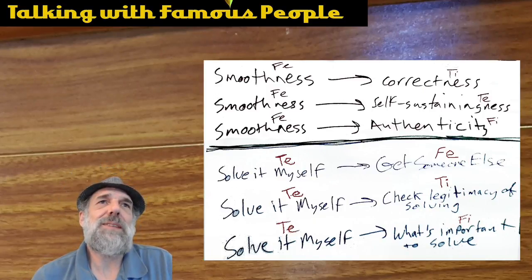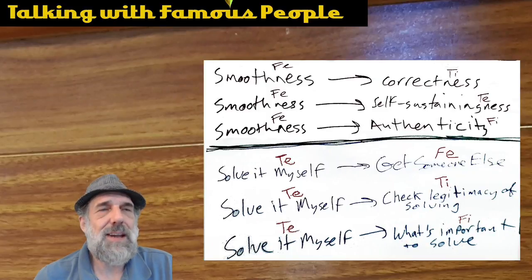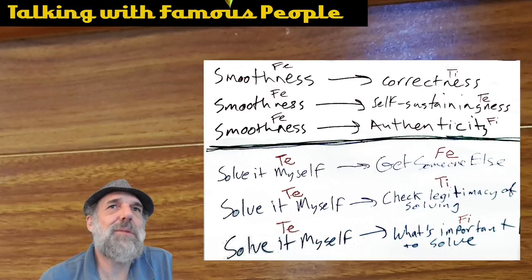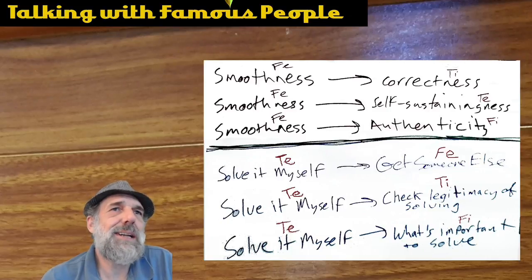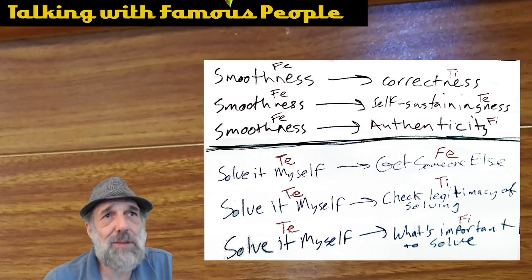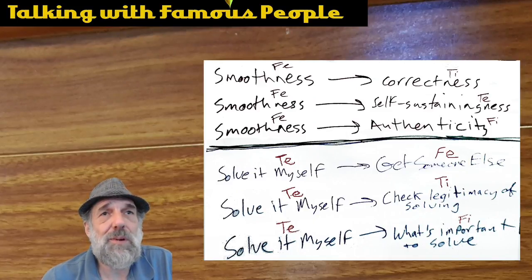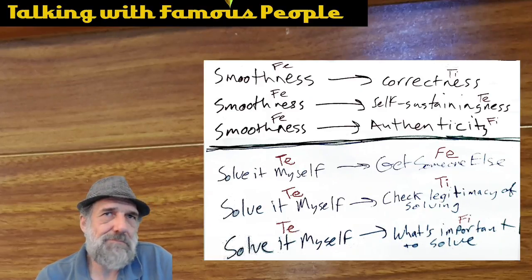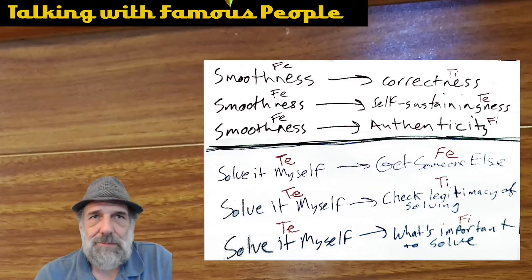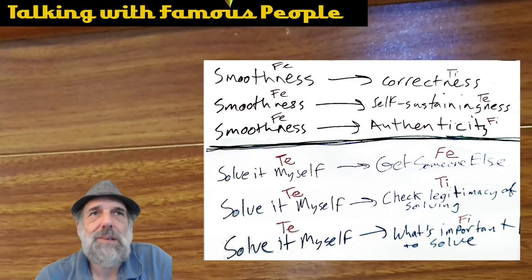So if you were to think of TE as a basic frame of reference that says, I'm going to solve it myself, get someone else to do it is FE on the backstack. Solve it myself links also to TI: check the legitimacy of solving. TI is a necessary precondition sometimes to solving it myself, but it primarily can only get in the way of it or slow it down. It's going to have to either be ignored or countervalued or blind or automatic slave, solve it myself. What's important to solve?